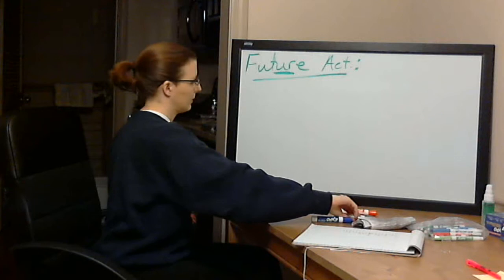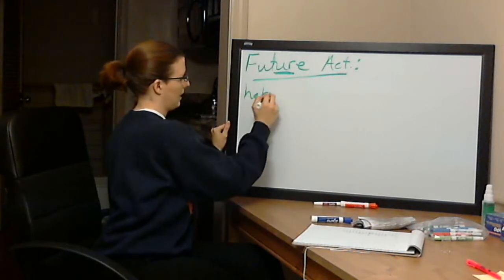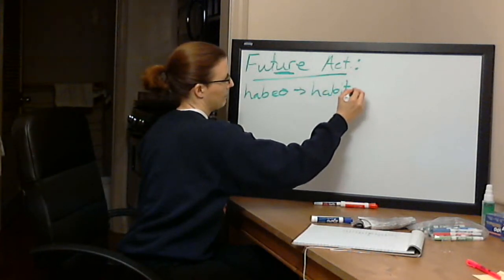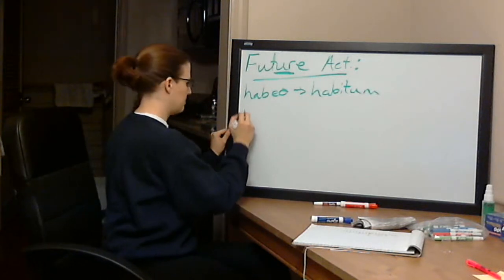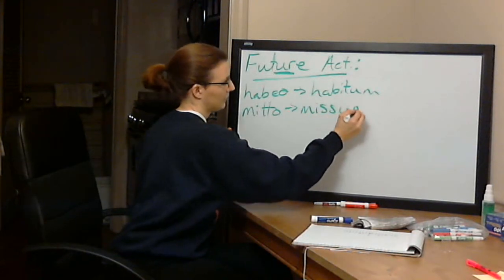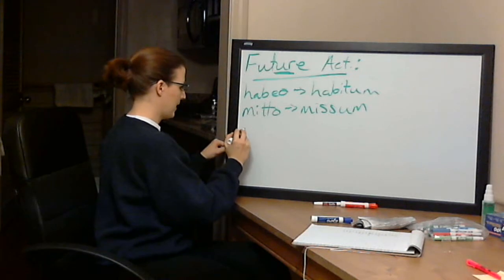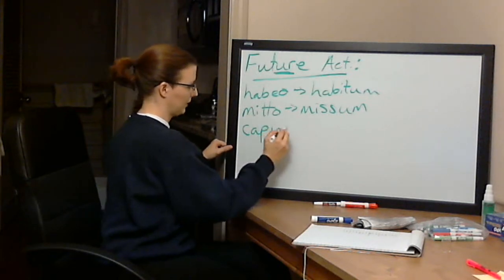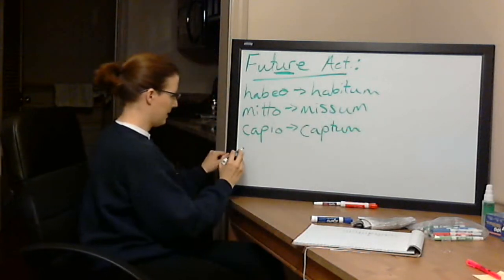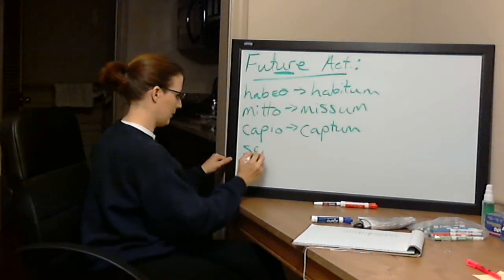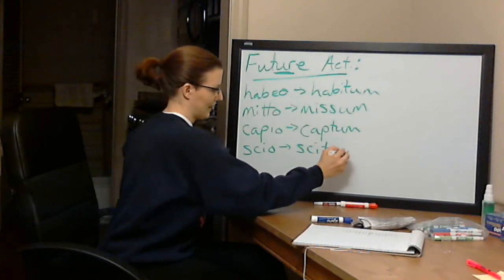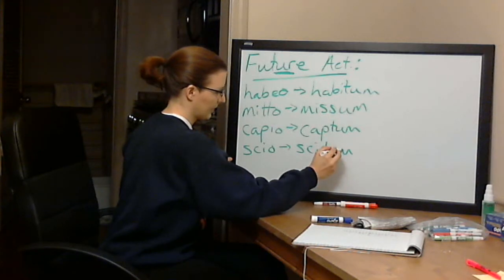So again, let's look at habeo. Fourth principal part is habitum, and mitto. Fourth principal part is, of course, missum, with two S's as opposed to the one in its perfect stem. When we have something like capio, last principal part is captum. And then let's go scio. It's a little awkward, but we can do it in Latin. Scitum is its last principal part.